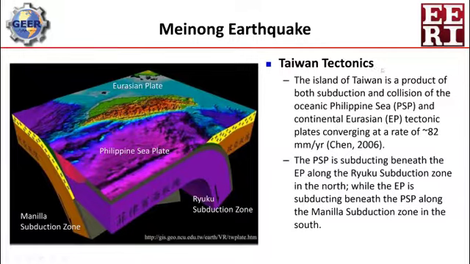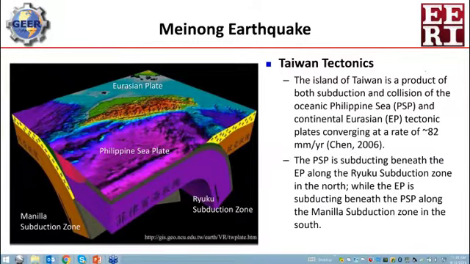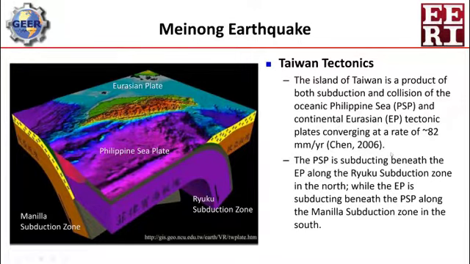All right, big picture tectonics. The island of Taiwan is the product of both subduction and collision of the Philippine Sea plate and the Eurasian plate that are converging at a very high rate of about 82 millimeters per year. It's a bit of a complex tectonic system where you have subduction of the Philippine Sea plate in the north, and then you have the opposite sense of subduction in the south of the Eurasian plate beneath the Philippine Sea plate along the Manila Trench. We'll talk a little more about that.